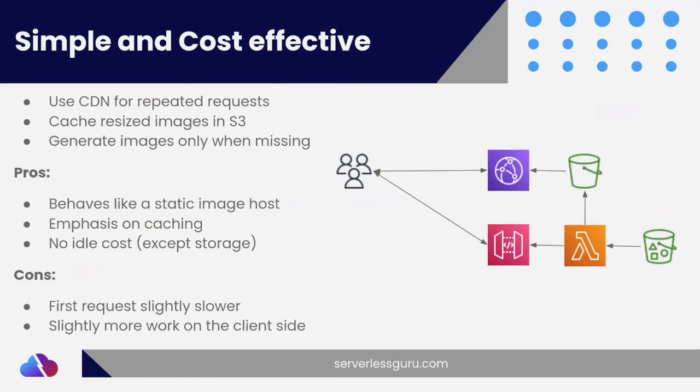So why is it simple and cost effective? First, we use a CDN for all the repeated requests. Like most of the clients will share the same kind of image feature sizes, DPIs. The image will be generated only once and kept in S3 storage. So the images are only generated when they're missing. So it means the calls to API gateway and Lambda are reduced to the minimum possible. So it's really like a static image host service. It has nothing different as if you would upload yourself all the sizes directly in that bucket. There's a strong emphasis on caching, and there's no idle cost except for the storage. So it means that if nobody comes to request your image for one day, the only amount you will pay is the storage in this bucket and that bucket.